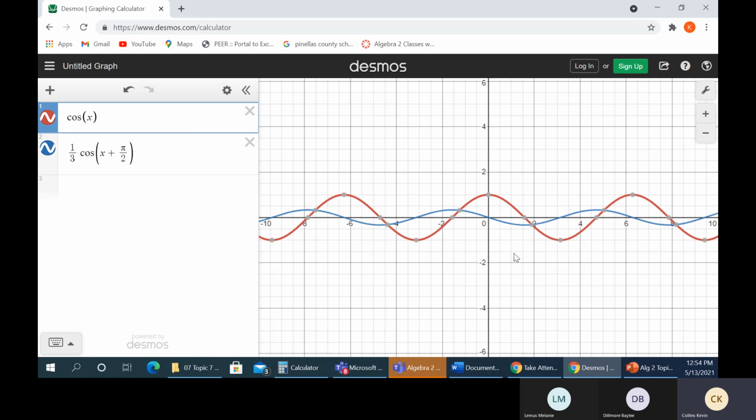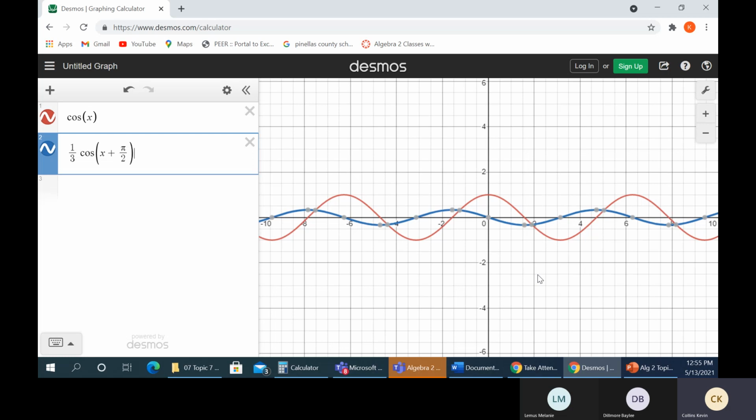Same thing with this one. If we start here, that's negative pi over 2. Then we come all the way over here and we go back up. That's 3 pi over 2. So that's 1.5. This is negative 0.5. You put those two together, it's 2 pi. So it's still the same amount of time to complete one wave. Okay, so that's what's going on there.